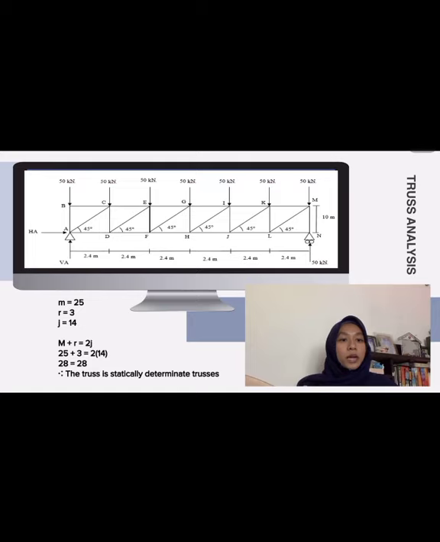This is our diagram of truss. So our M is 25, R is 3, J is 14. So we use the formula M plus R equal to 2J to check either the truss is determinate truss or indeterminate. This means our truss is statically determinate truss.